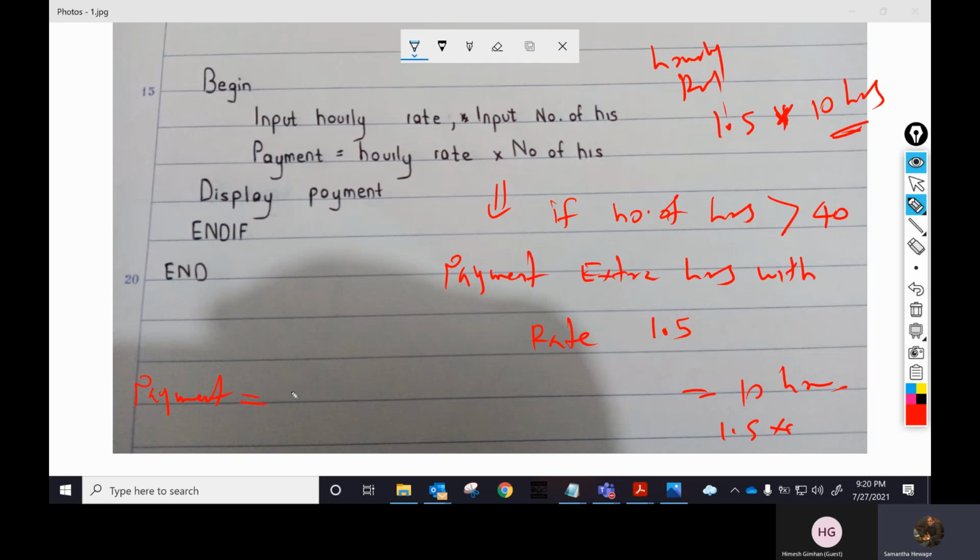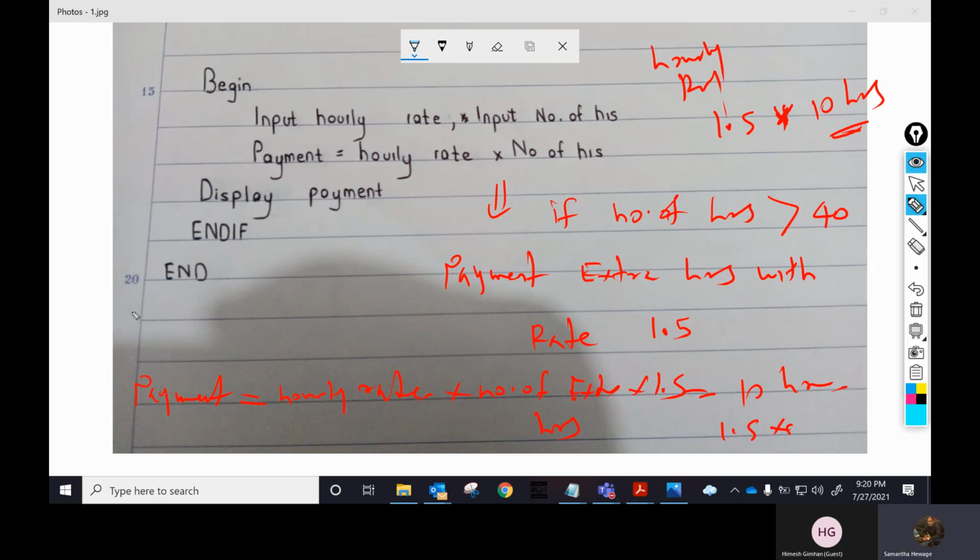Hourly rate, right? Here we have hourly rate, no. Hourly rate into number of hours. Here you have to come with number of extra hours into 1.5. You got it? It's like this. Very simple.